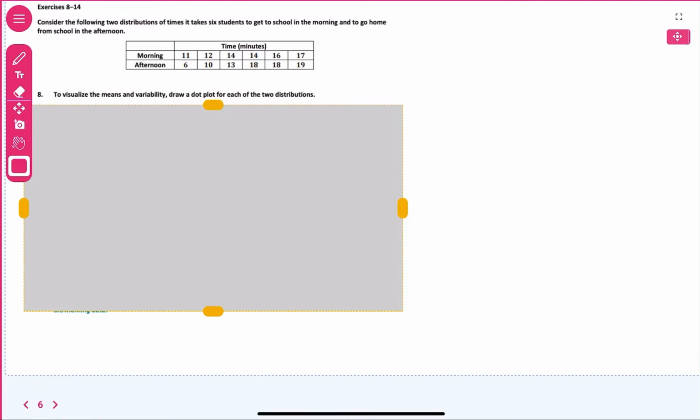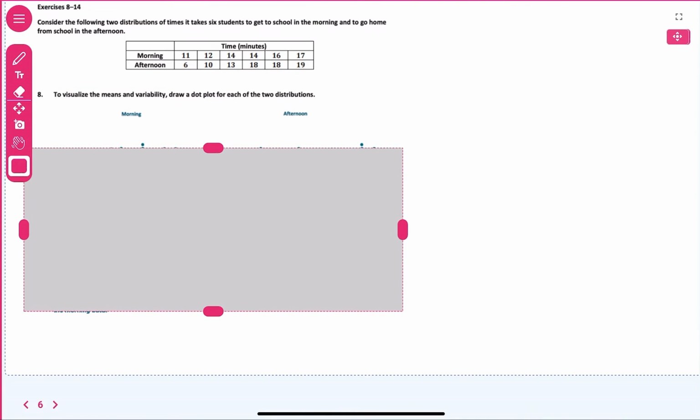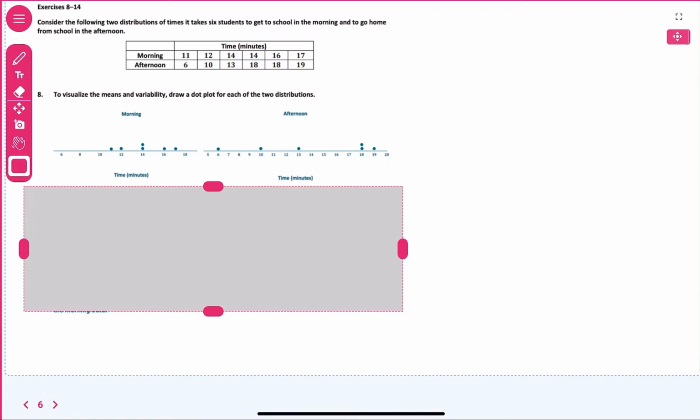Consider the following two distributions of time it takes 6 students to get to school in the morning and to go home from school in the afternoon. Okay? 6 students, morning times, afternoon times to get to school, go home. To visualize the mean and variability, draw a dot plot of each of the two distributions. Okay? Looky there. There it is. Here's the morning. Here's the afternoon. Both measured in time, in minutes.